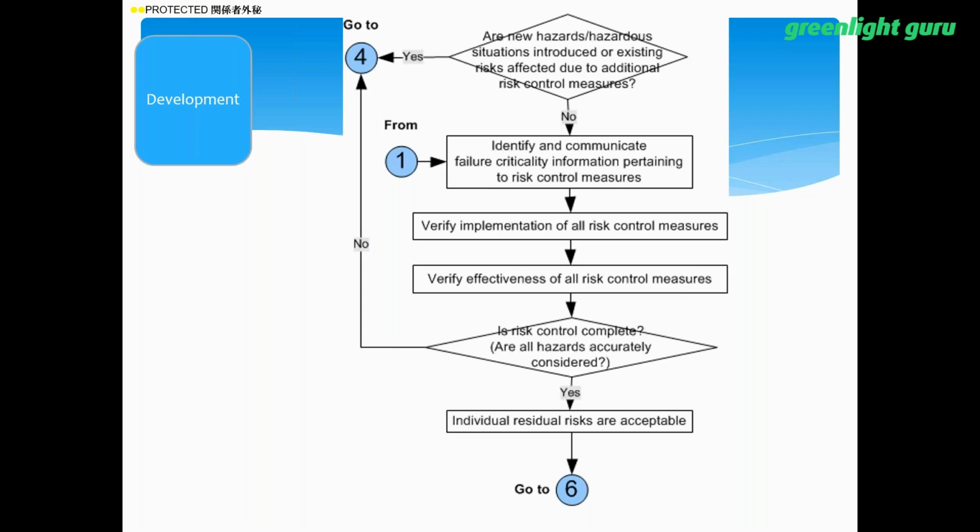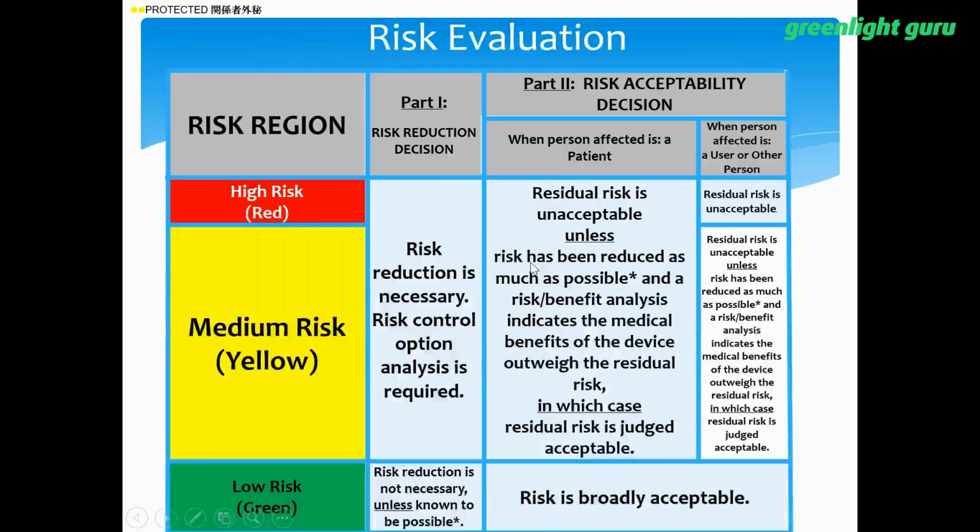Once you've completed all this, then you're going to ask, is risk control complete? Are all my hazards accurately identified? Have they all been considered? Again, I document this through my risk management file. We're going to talk about how we align the top-down and the bottom-up risks before too long. But once I have done this, I've now looked and said that the individual residual risks are deemed to be acceptable. If I do that, now I continue on through my process.